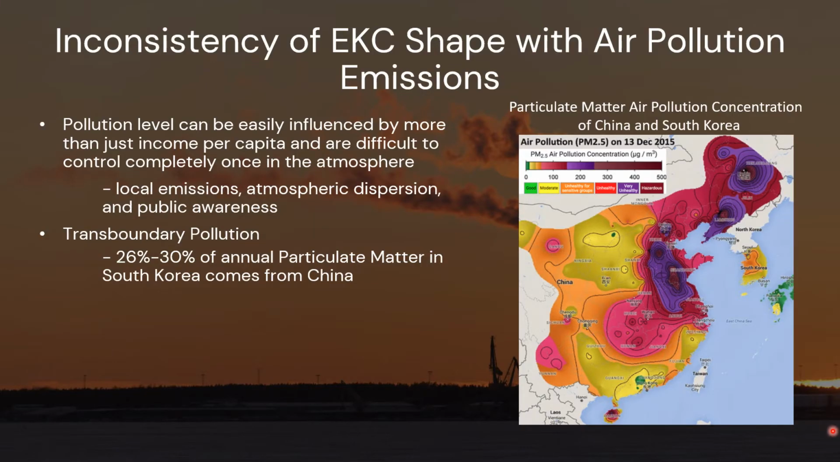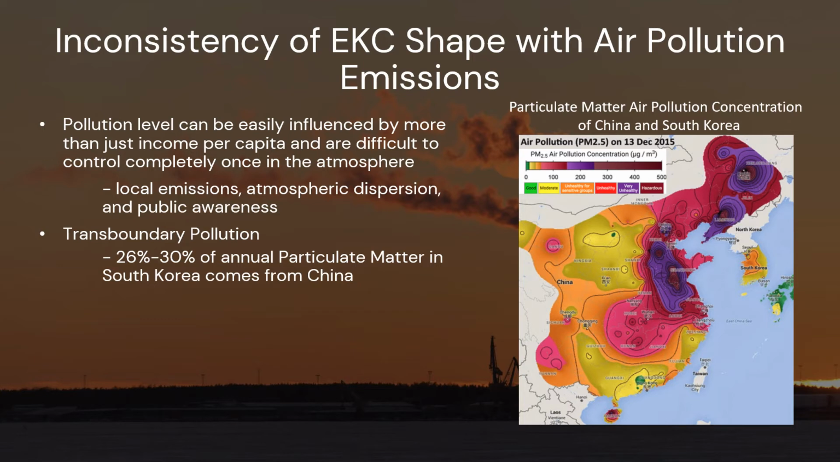When using the environmental Kuznets curve to explain air pollution, we see many inconsistencies throughout different emission types. The relationship between economic growth and the environment is not fixed. There are too many variables other than income per capita to take into account for this one theory to be plausible for every situation. Some of the variables that change the EKC include local emissions, atmospheric dispersion, and public awareness.